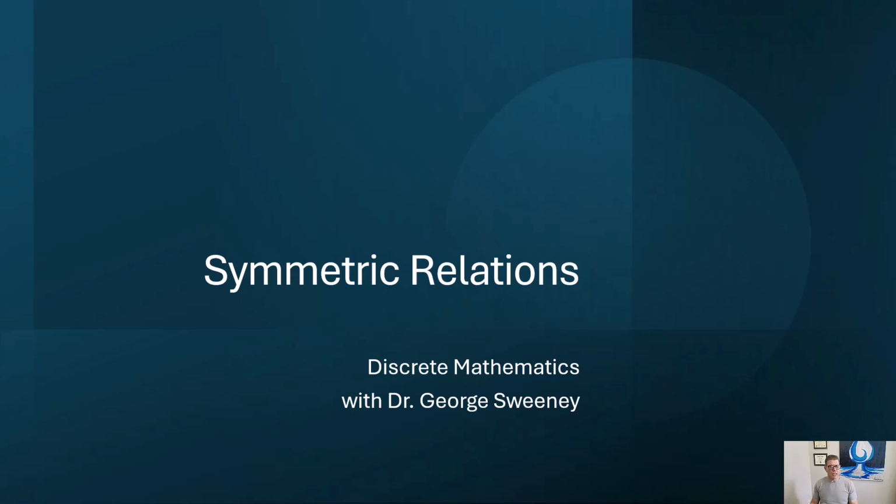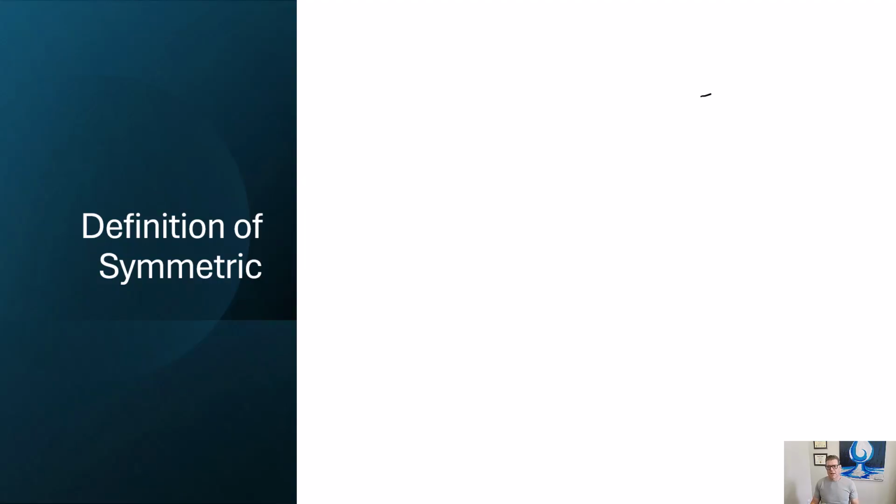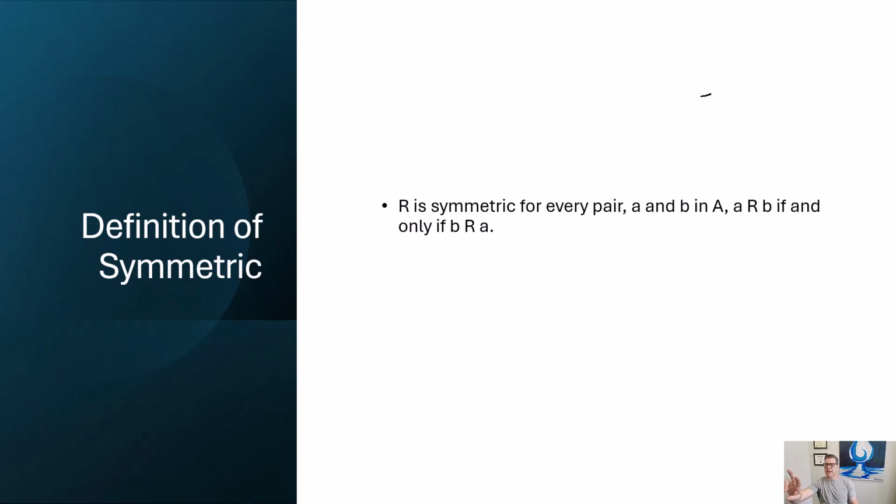This other kind of relation is called a symmetric relation. So our definition for a symmetric relation is aRb if and only if bRa. So essentially, we can switch the order of a and b and we still get a true statement. This is essentially like having an if and only if, if we were thinking about these as conditional statements.